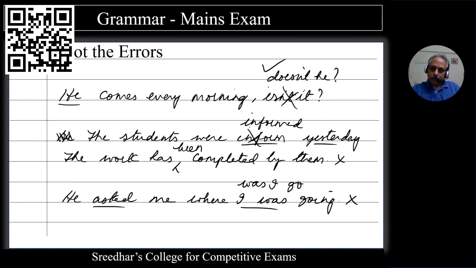Where was I going? This is what people say. He asked me where was I going? That is interrogative, wrong. And he asked me where I was going. Interrogative changes to affirmative. So what is the correct expression? He asked me where I was going. I was going, affirmative. If you say he asked me where was I going? Was I going? That is interrogative. Then it is wrong. This is a common error.